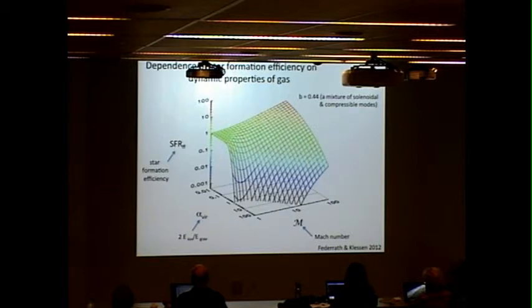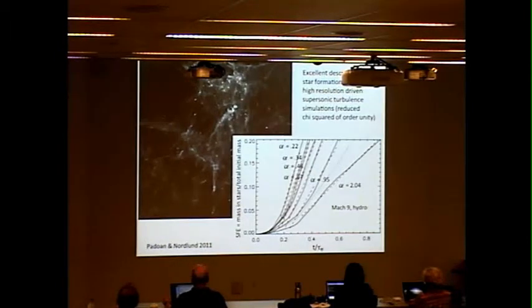Okay, so I should add that this analytic model is an excellent description of the star formation rate, the dense core star formation rate, that's measured in high resolution simulations, and when I say high resolution, it's AU resolution simulations of supersonic driven turbulence. Here is an example of that from Padoan and Nordlund, and so basically, if you fit this model that I've just described from Federrath and Klessen to the simulation, that's a game they played, you find a reduced chi square of unity in terms of the star formation efficiency that you predict.